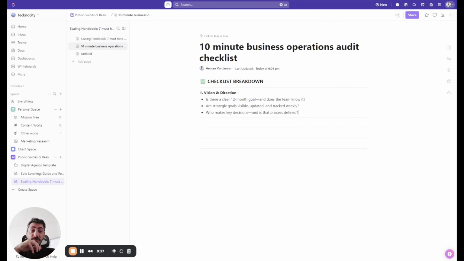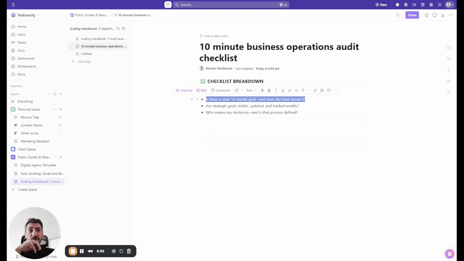So let's go to the first section, vision and direction. If a team doesn't know where it's going or how its decisions are being made, the team is going to end up in chaos. So to be able to answer if our team is actually aligned and if we're on a good track, we should start answering these questions.